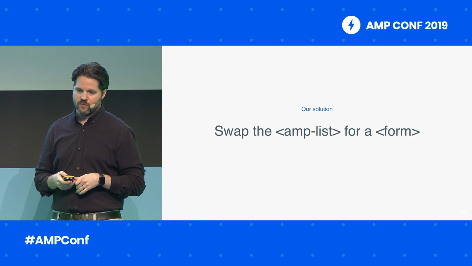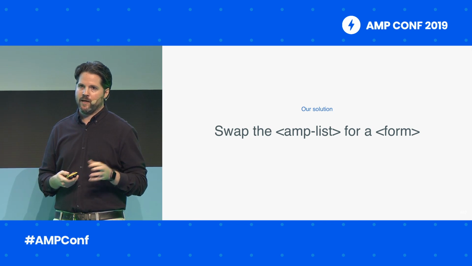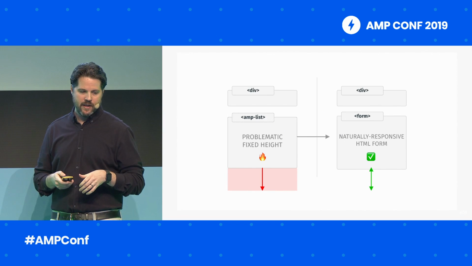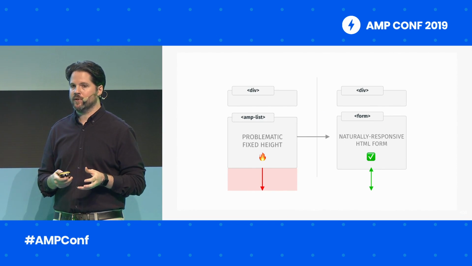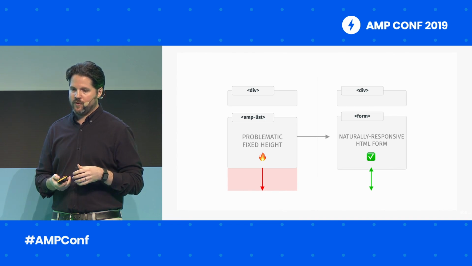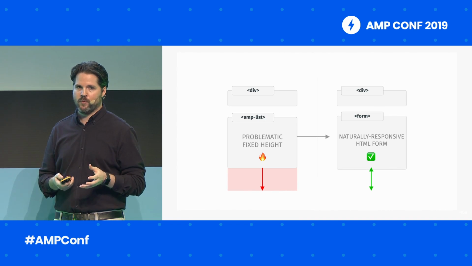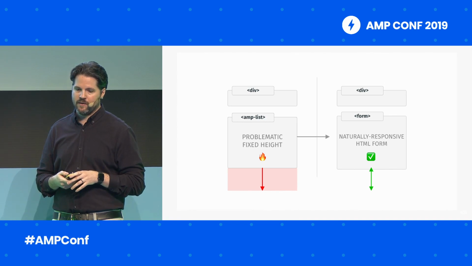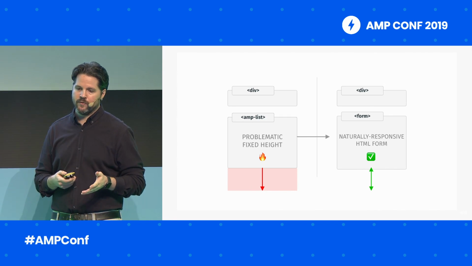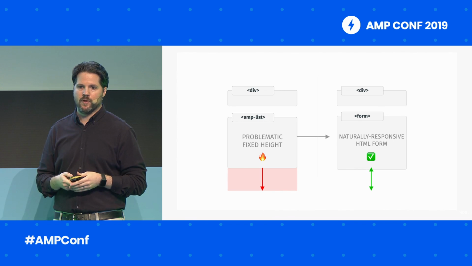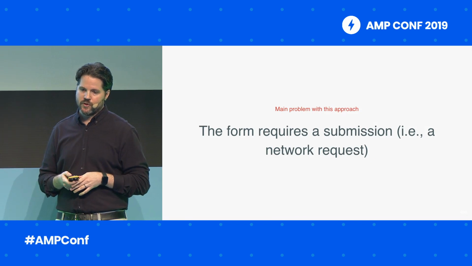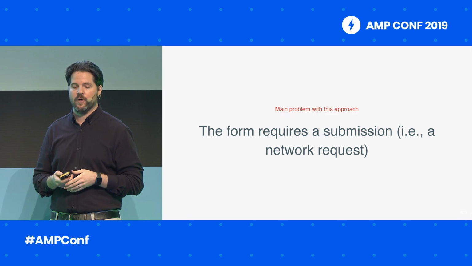Our current solution was to swap the AMP list for a form when needed. The AMP list and the HTML form can share the same template, so they are effectively copies of each other. The only difference is that the AMP list might have the responsive quirks with a fixed height, and the HTML form is naturally responsive. So swapping one for the other is a pattern that we use a lot only when needed. The main problem with this approach is that it only works if you make a network request.